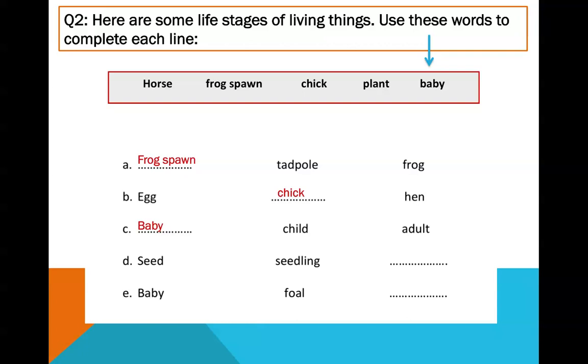Now let's get to letter D. Letter D shows the life cycle of a plant. As you can see, a plant starts off with a seed. When a seed grows, it becomes a seedling. A seedling is a baby plant, and when a seedling grows, it becomes a plant. Our last cycle here starts with a baby animal. When this baby animal grows, it becomes a foal. When the foal grows, it becomes a horse.